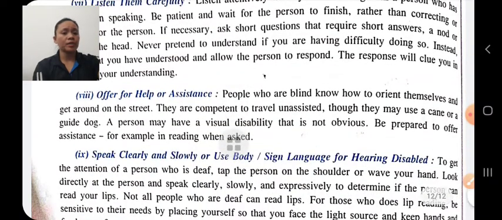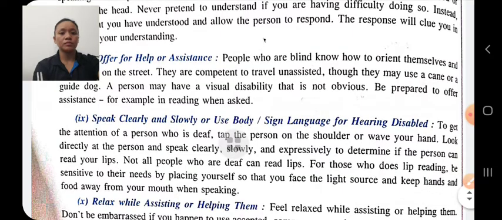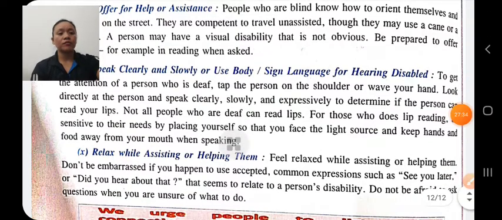Offer help or assistance. Always offer yourself to help the disabled person. Be prepared. Speak clearly and slowly, or use body or sign language with persons who have hearing disabilities. Use body or sign language or speak slowly so that he can read your lips. Relax while assisting or helping the disabled person. Feel relaxed. Don't feel embarrassed or uncomfortable.